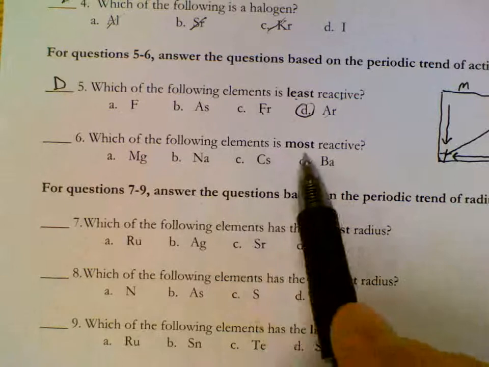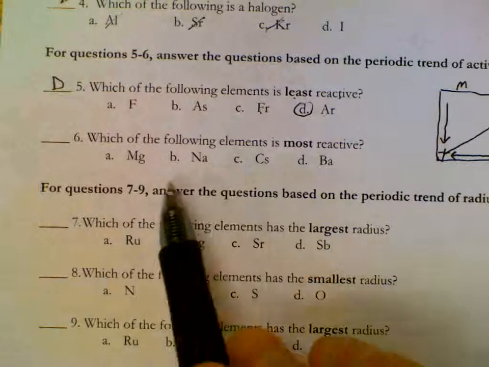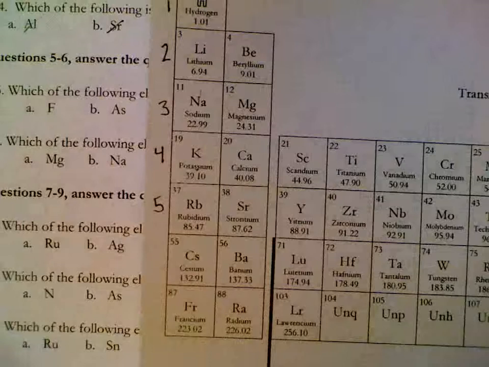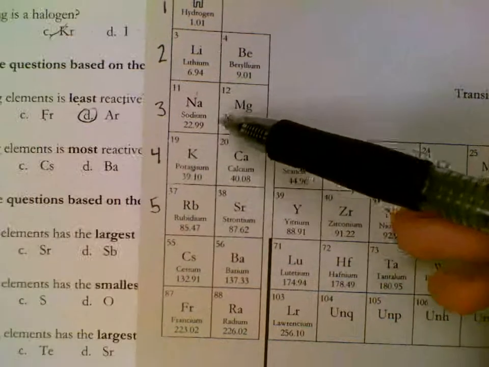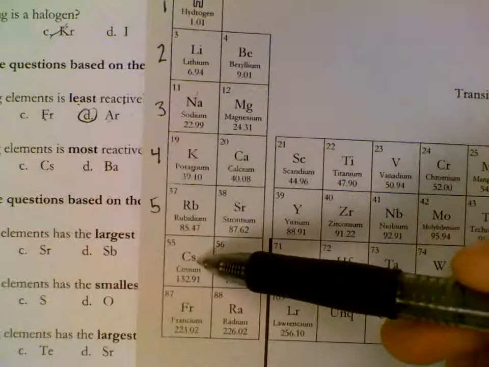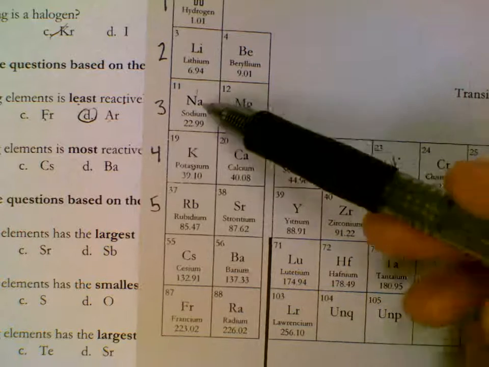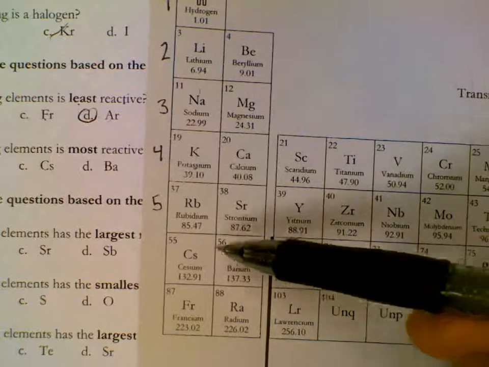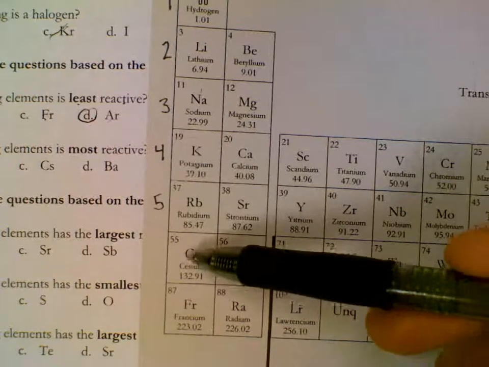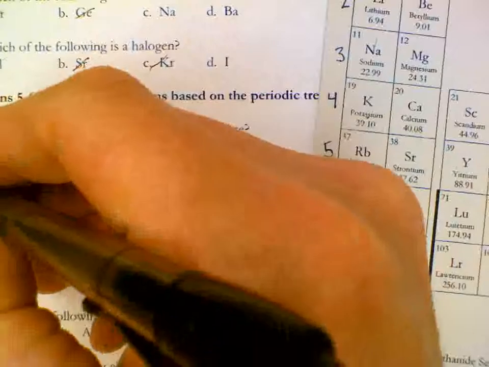Which of the following is most reactive? Magnesium, sodium, cesium, and barium. These are all metals, so we want to see which one's closest to francium. So sodium and magnesium are both out because they're further from francium. We have cesium and barium. Cesium is one spot further left, so that's going to be closer to francium. Cesium should be our answer, choice C.